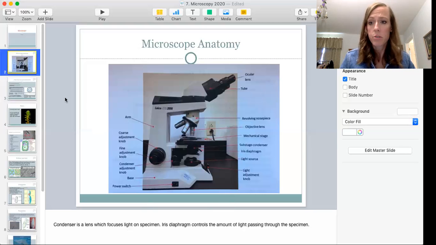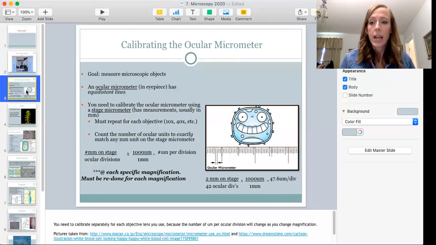In lab today, we're going to first use a slide that will have a letter on it, just like a letter A or a letter E, to allow you to familiarize yourself with the microscope, get used to using the knobs and dials and lighting it properly. That'll be our first exercise, just to familiarize you with the microscope.